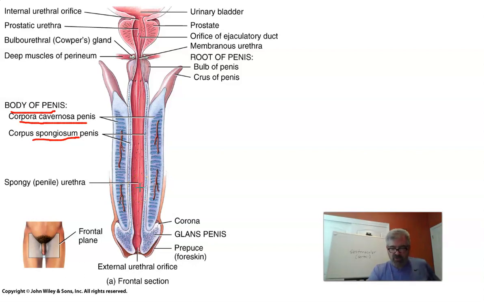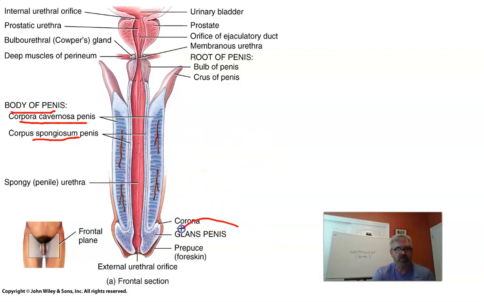Sexual excitation causes blood to enter into the sinuses of these structures, resulting in erection. And erection, know this, is a parasympathetic reflex. Prior to ejaculation, the term emission, E-M-I-S-S-I-O-N, discharges a small volume of semen. And then bullet point number three, ejaculation, which is the propulsion of the semen from the urethra to the outside, is a sympathetic reflex. So make sure you keep those straight. Erection is parasympathetic. Ejaculation is sympathetic.